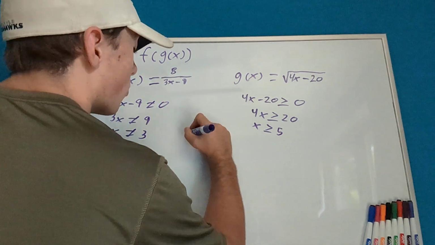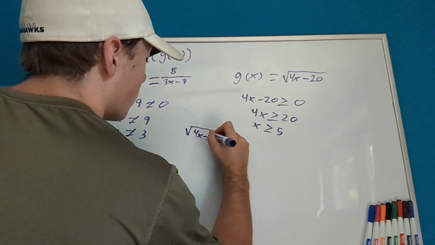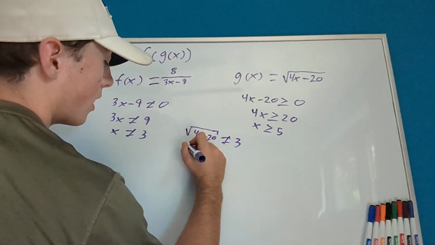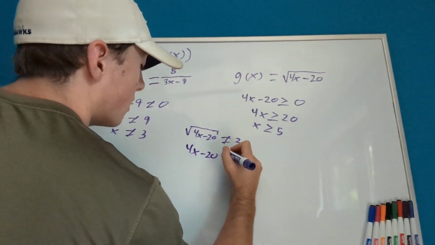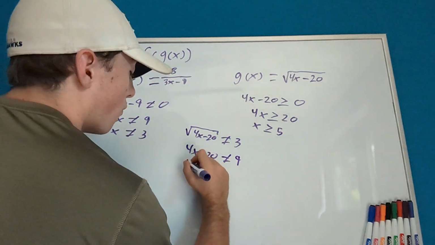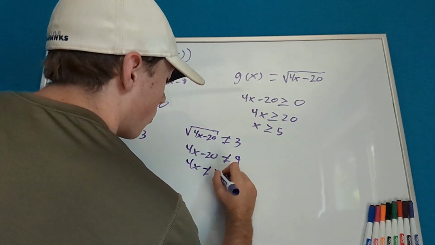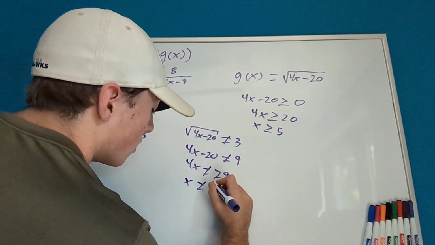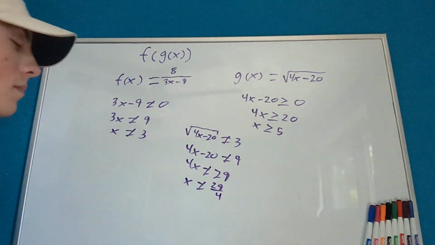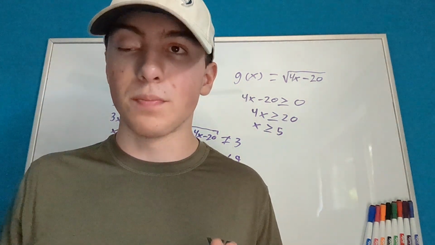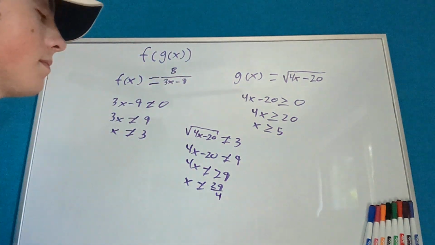So then we say the square root of 4x minus 20 cannot equal 3. We square both sides and get 4x minus 20 cannot equal 9. Then you get 4x cannot equal 29. And then you get x cannot equal 29 over 4. All right, so now we have pretty much all the hard work done. But we need to put this in the correct notation.